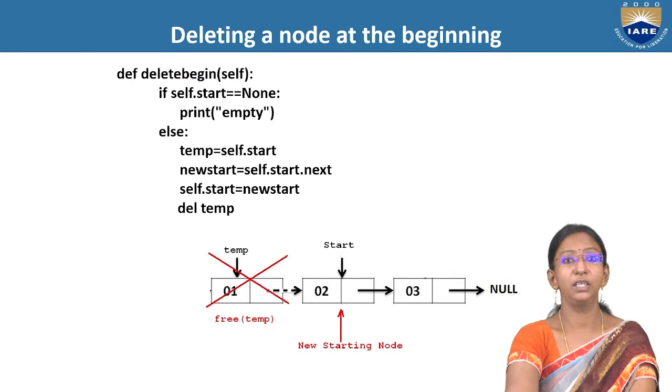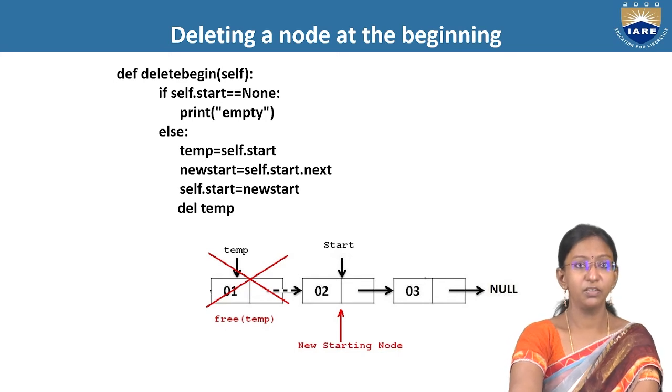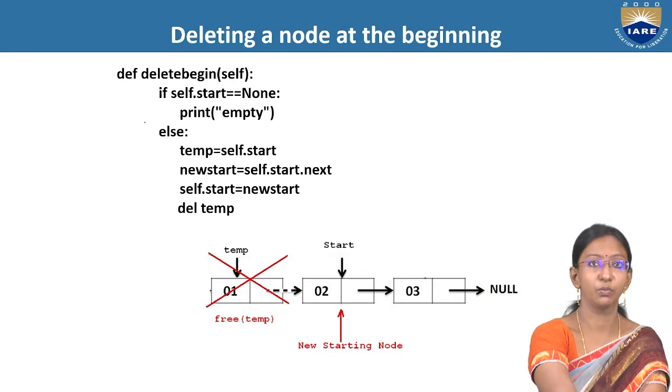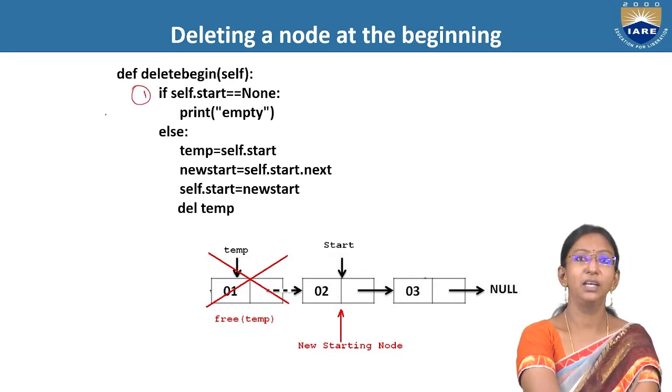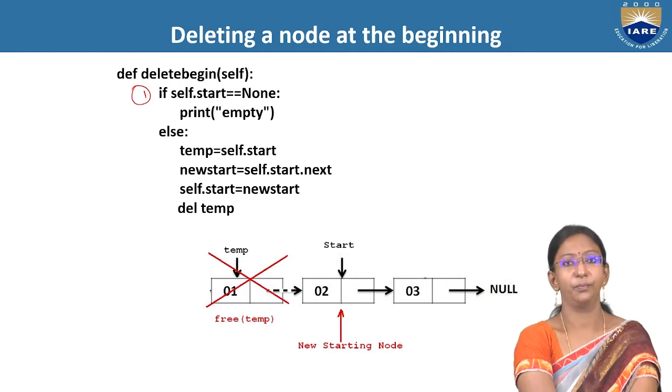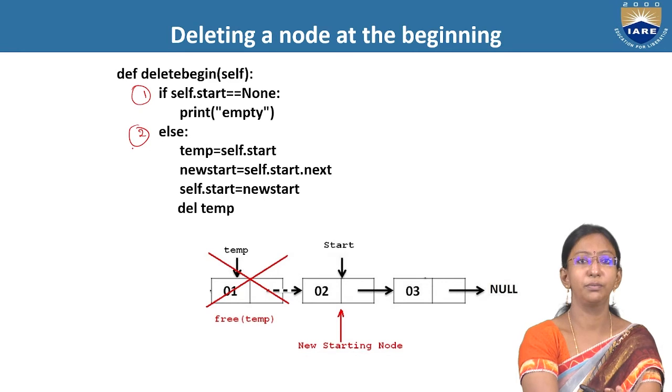Next one, delete a node at the beginning. Okay, so to delete, first of all, the precautionary step is to check whether the list exists or not. That is case 1. If the start is None, then I can simply say that the list is empty and return. If it is not the case, and you have a handful of elements, then I would love to delete it, right? So how to do that?